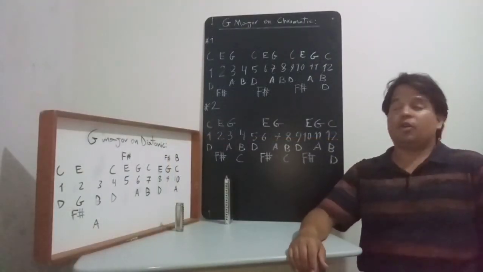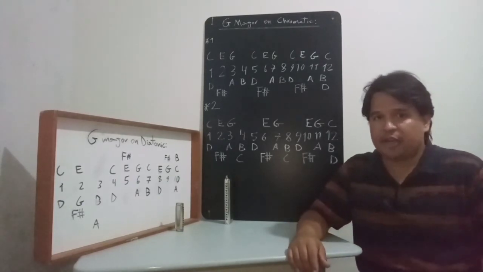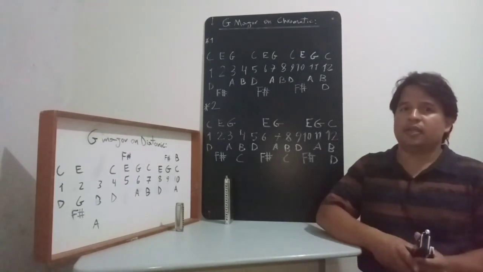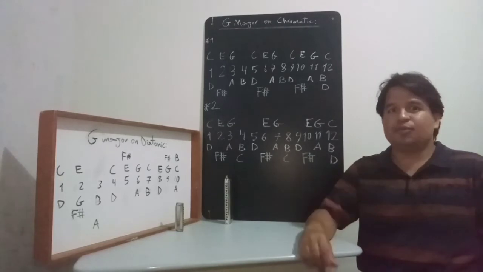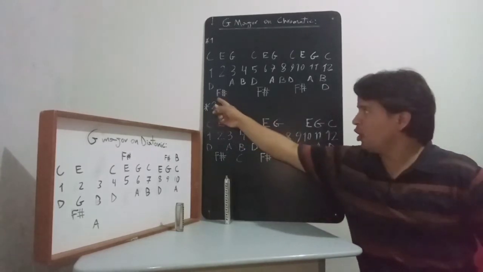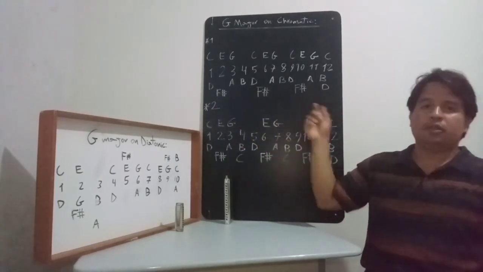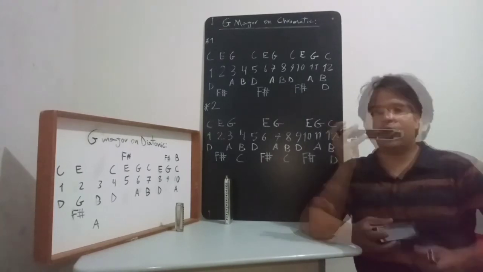Now if we think of our G major scale on chromatic harmonica, we just simply have to add the F sharp to the pattern we already learned.